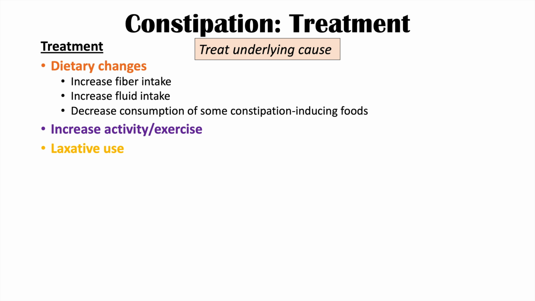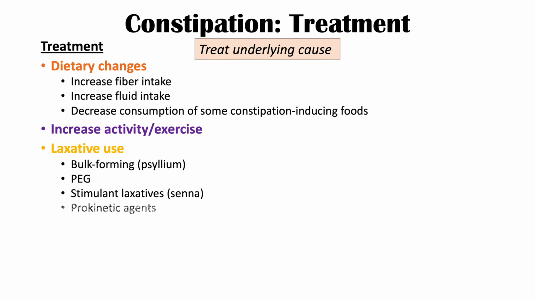And then laxatives can also be used if some of these lifestyle changes don't work. This includes bulk forming laxatives like psyllium. PEG or polyethylene glycol can also be used. Stimulant laxatives like senna can be used in some cases. Prokinetic agents can also be used.